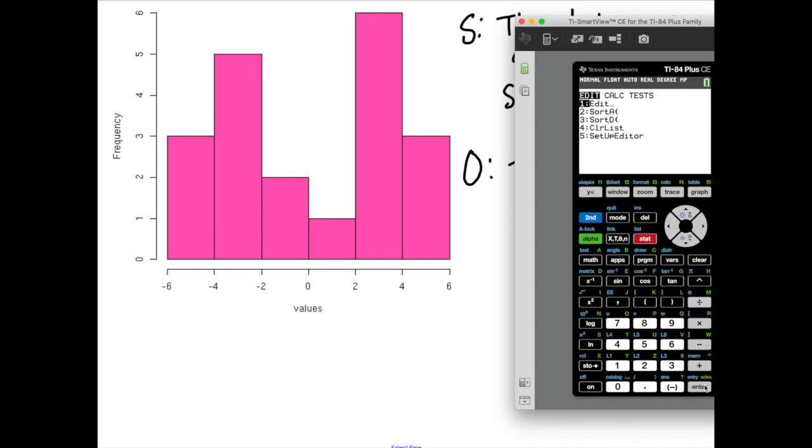So we're going to go to Stat, Edit, and then we're going to go up. So L1 is highlighted. We're going to hit Clear, and then hit Enter to clear out our data. Now, this is going to be a little bit of difficulty because we know that there are three numbers from -6 to -4, but we don't know what they are. So what we're going to do is call them -5. I made that classic mistake, don't do this one. Make sure you hit the negative -5. So -5, -5, -5.